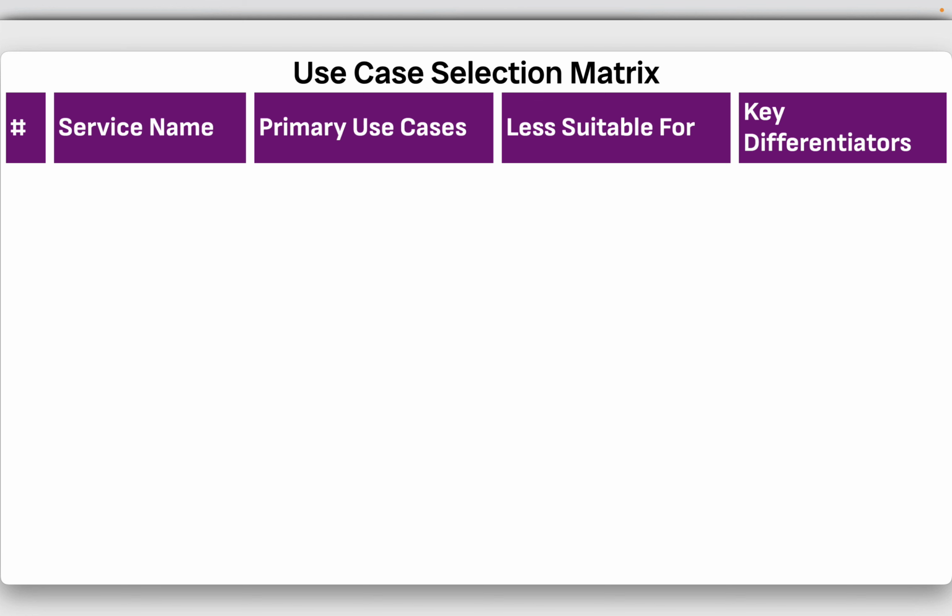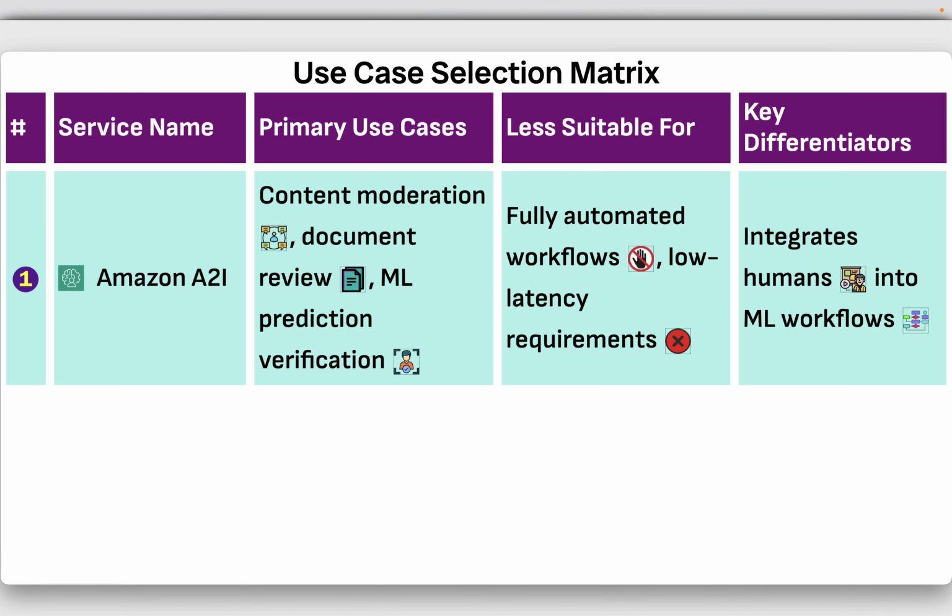So we have service name, primary use cases, less suitable for which tasks, and key differentiators. The first service is Amazon A2I. Primary use cases are content moderation, document review, and ML prediction verification. But this service is less suitable for fully automated workflows or low latency requirements. Key differentiators are it integrates humans into machine learning workflows.